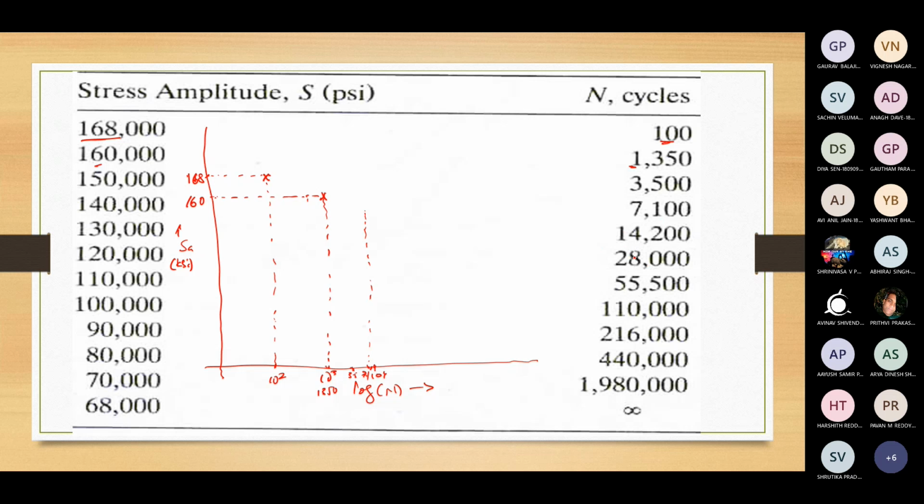To get maybe 10 to the power 4, somewhere less than 14, say how much? If you operate at 130 KSI, you are going to find 14,200 cycles. So approximately somewhere here on a log scale, we have 140, 130, for example, 130 KSI, which can give me 14,200. So like this, you can construct the SN diagram, an approximate SN diagram based on the given data.